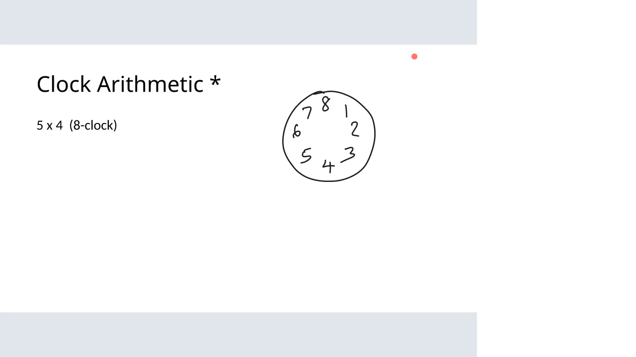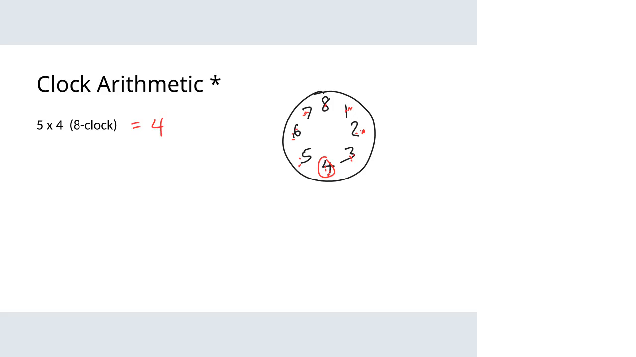So we'd go 1, 2, 3, 4, 5. That's 5 times 1. And then 1, 2, 3, 4, 5. That's 5 times 2. 1, 2, 3, 4. Oops. 1, 2, 3, 4, 5. That's 5 times 3. And 1, 2, 3, 4, 5. That's 5 times 4. It landed us on 4. So 4 would be our answer here.